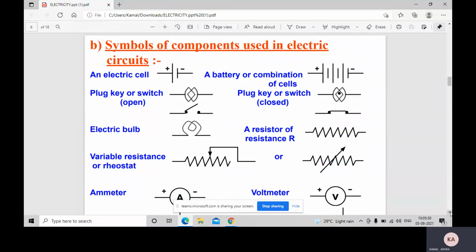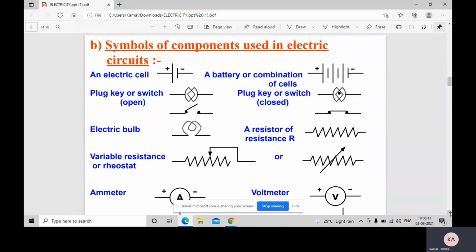Next, plug key. Plug key means it is an open key when no current will flow. If a dot is represented inside it, it shows a closed key. It is used in an electric circuit to cut off the supply of electric current. Next is tapping key. Here if we tap with the finger, then current will flow through the circuit.